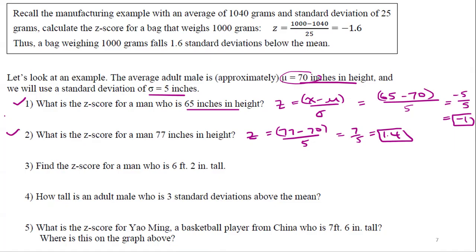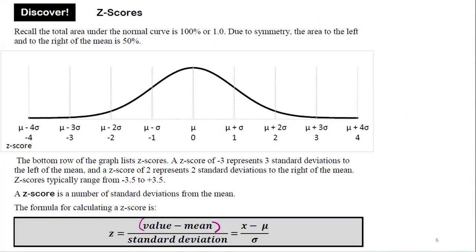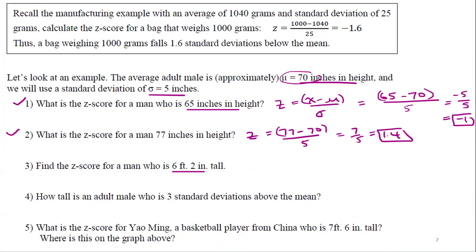It says, find the z-score for a man who is 6 foot 2 inches tall. In the previous problems, it already told us the height in inches. This time it's saying 6 foot and 2 inches, so we need to convert this all into inches. Remember, 12 inches is equal to 1 foot. So all we have to do is multiply 12 times 6, which gives us 72. Then we have the extra 2 inches, so we add 2 more inches, which gives 74 inches.